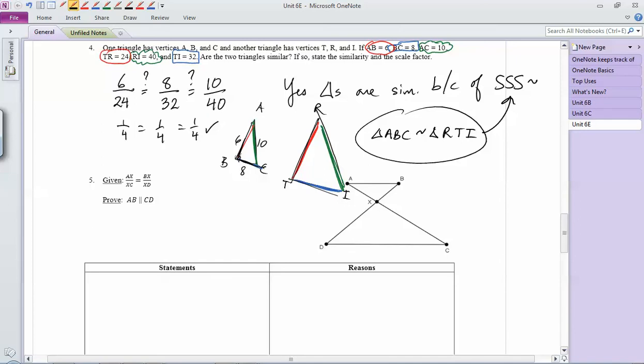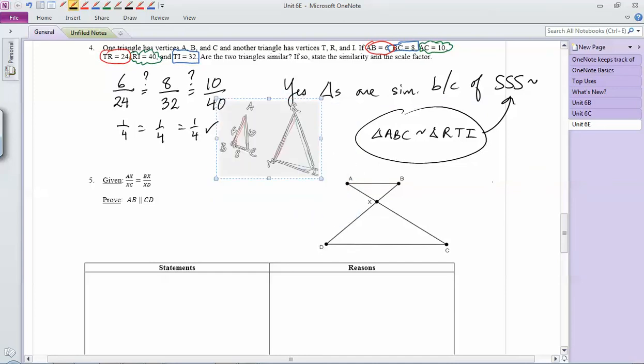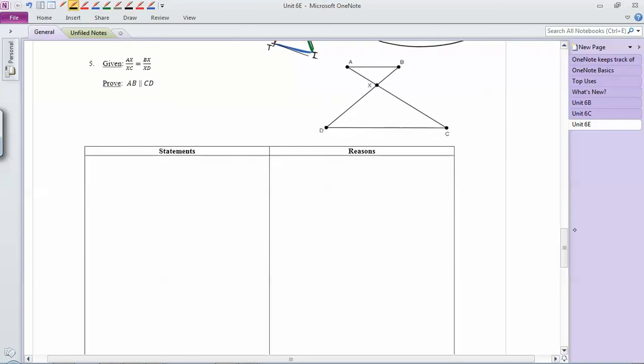Okay, and then we got one last proof here to try. So let me redo that. I'm going to shrink this down so it's not in the way. Okay. So here's number 5. They already pair up some sides here. AX goes with XC the same way that BX goes with XD. Okay, so we'll start with that given. AX goes with XC the same way that BX goes with XD, given.